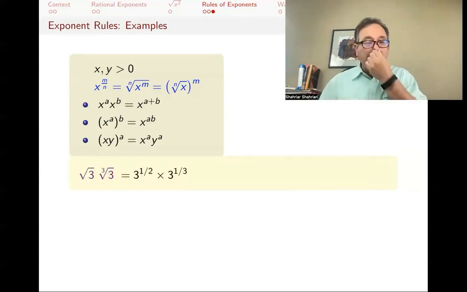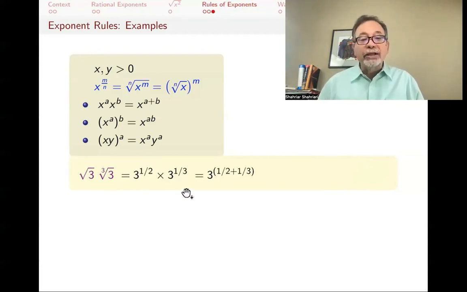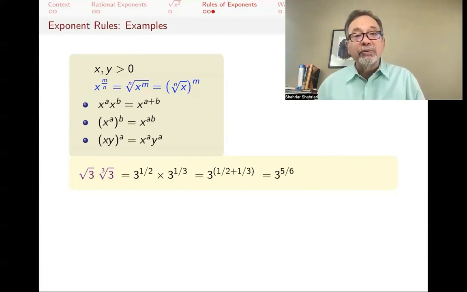For example, what does square root of 3 times cube root of 3 mean? Well, square root of 3 means 3 to the 1/2. Cube root of 3 means 3 to the 1/3. Now, when I write it like that, I see that I'm multiplying two exponentials and the bases are the same, so I add the exponents. And so I get 3 raised to the power 1/2 plus 1/3. 1/2 is 3/6. 1/3 is 2/6. I get 5/6. So this is 3 to the 5/6.